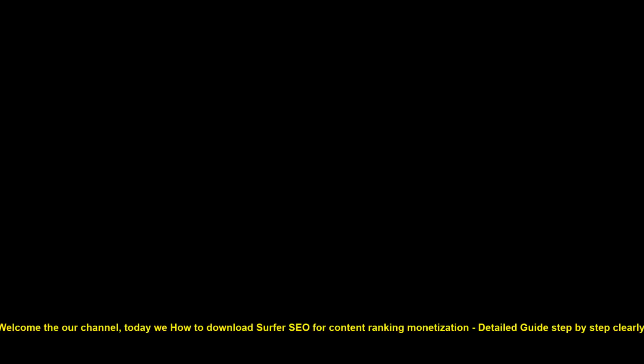Welcome to our channel. Today we show how to download Surfer SEO for content ranking and monetization, with a detailed guide, step by step, clearly. Begin by opening your preferred web browser. In the address bar, type in Surfer SEO and press enter. Locate the official Surfer SEO website from the search results.